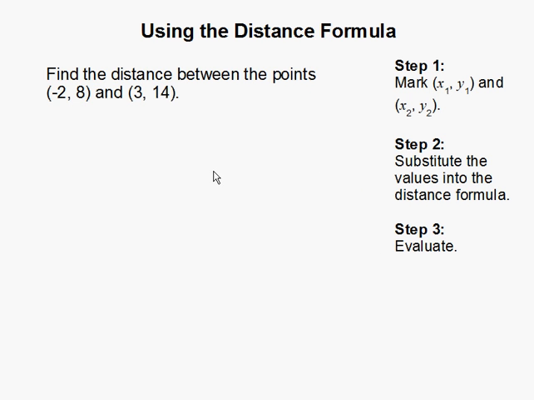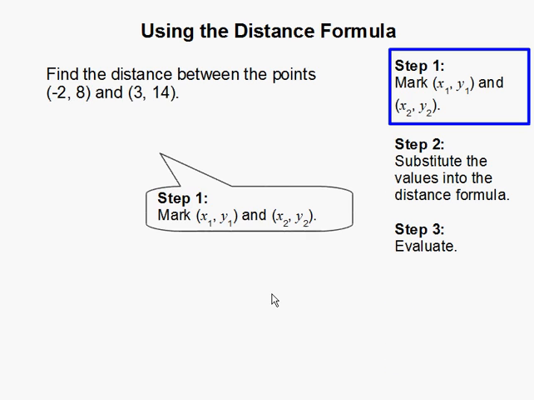Using the distance formula. In this problem, we are to find the distance between these 2 points using the distance formula. Step 1. Mark x1, y1, x2, y2. So we're going to mark each point with the variable x1 and y1, x2 and y2. And you will see why we do this in the later step.